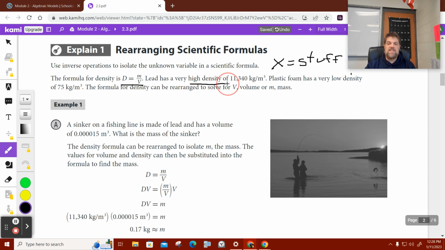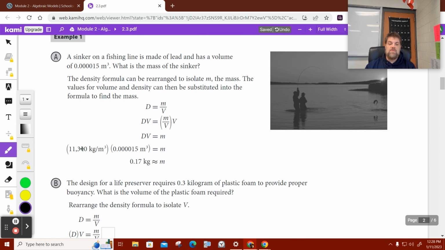Lead has a very high density of 11,340 kilograms per cubic meter. Plastic foam has a very low density of 75 kilograms per cubic meter. The formula for density can be rearranged to solve for V or for M, mass. V stands for volume, M stands for mass. So for A, I'm just going to explain this to you, and then we'll do an example problem at the end. It says a sinker on a fishing line is made with lead and has a volume of 0.0000015 cubic meters. What is the mass of the sinker?